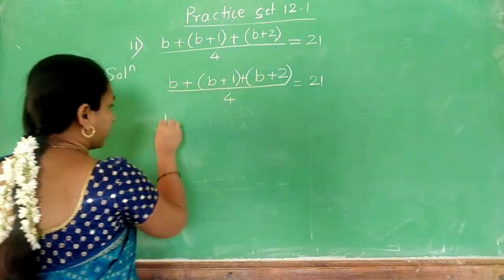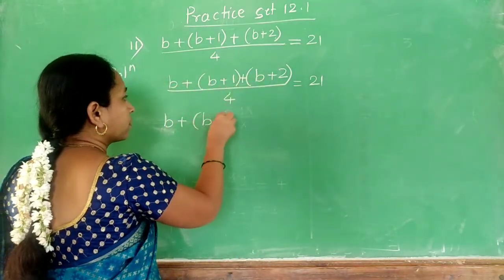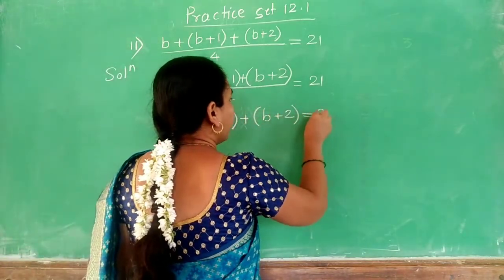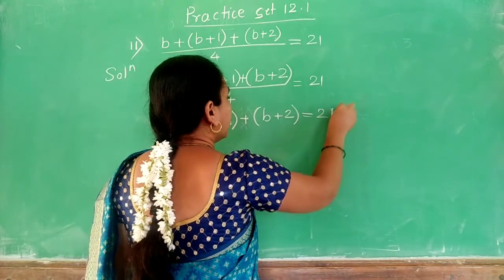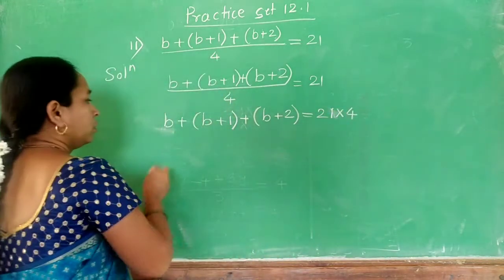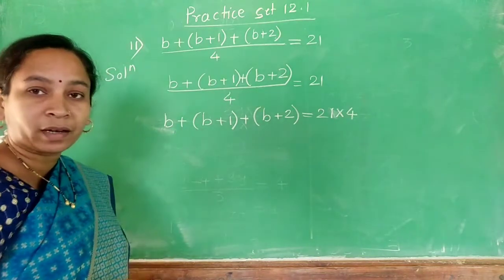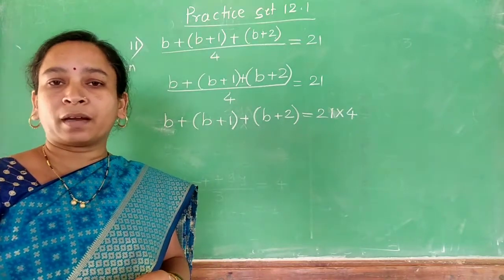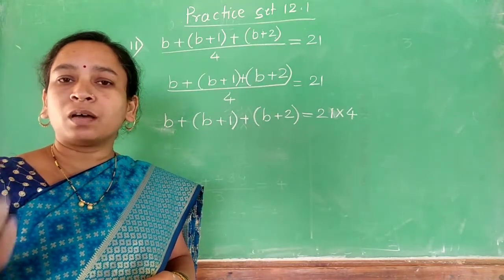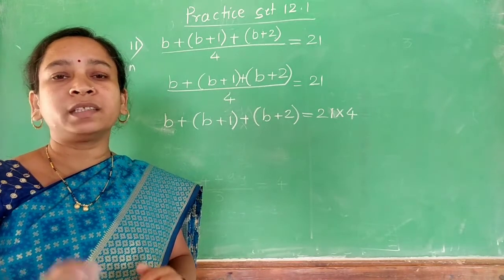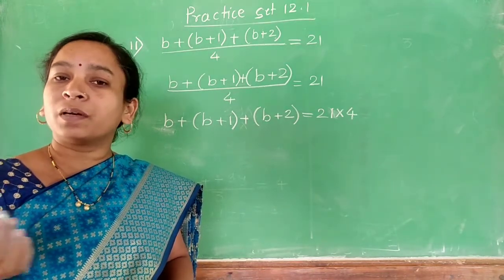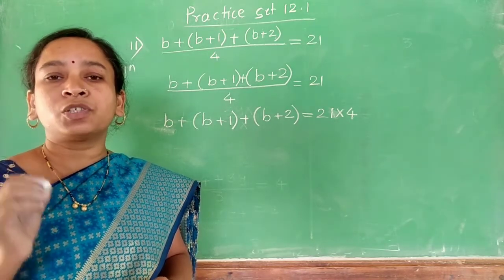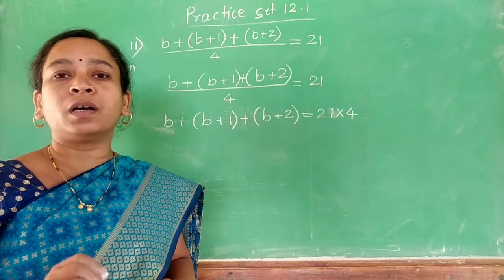So this numerator I will write here, 21 multiplied by 4. So here I will open the brackets now. So here once again one rule I am going to revise. Before the bracket, if there is a plus sign, the terms in the bracket will not change their signs. But if before the bracket there is a minus sign, then we have to change the sign of every term of the bracket.